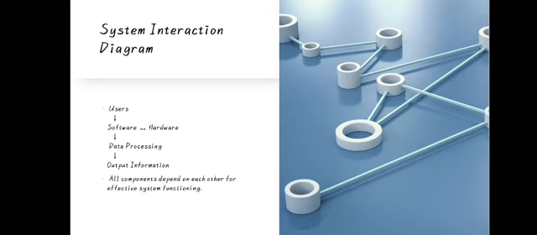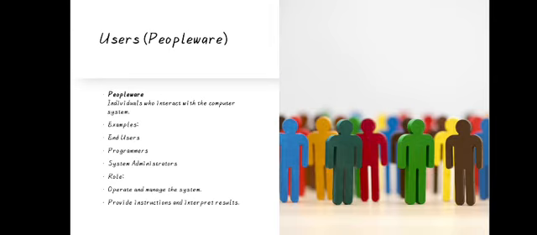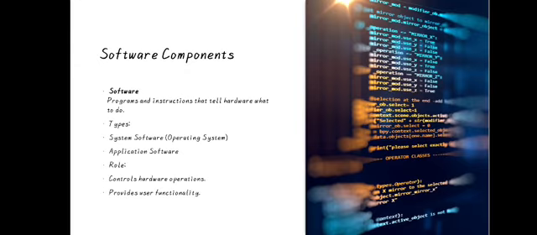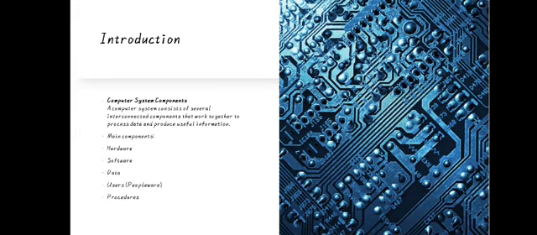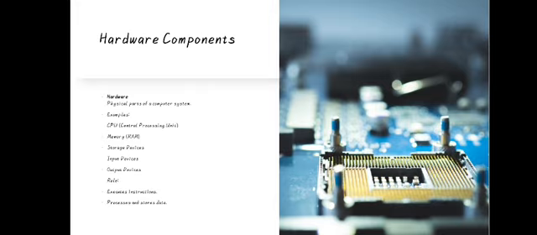Once again, introduction: computer system components. A computer system consists of several interconnected components that work together to process data and produce useful information. The components are hardware, software, data, users, and procedures. First one is hardware components.